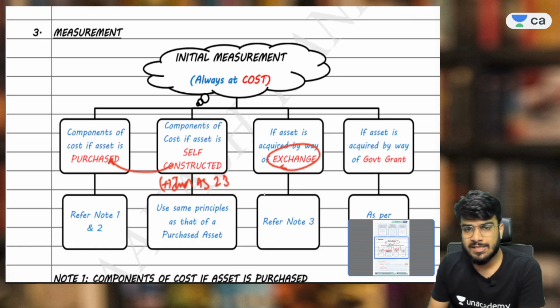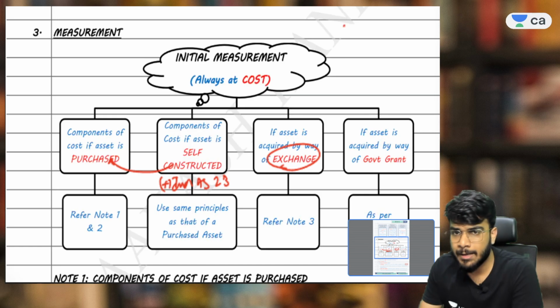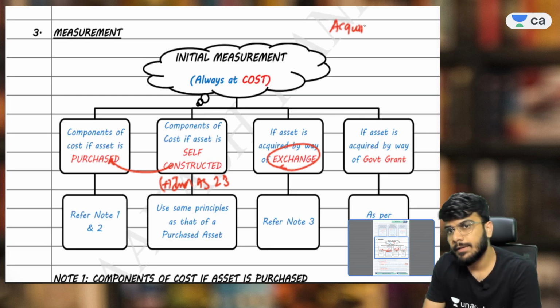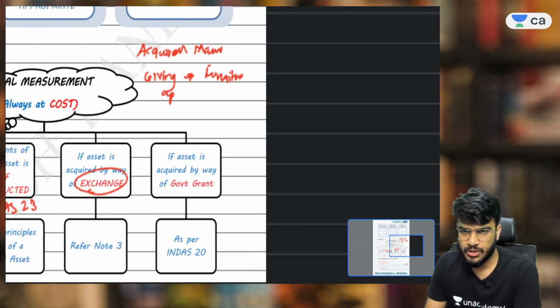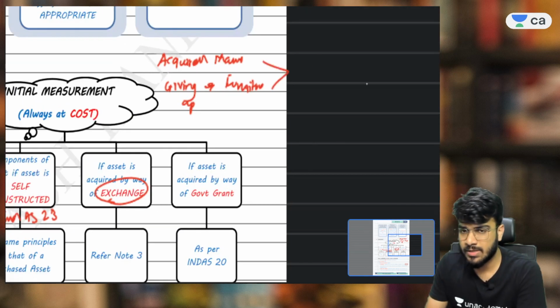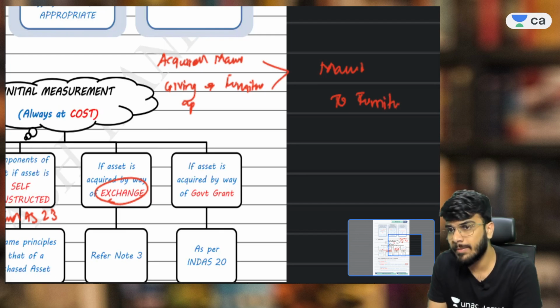So now, what if the asset is acquired by way of exchange? What is the meaning of exchange? It means a barter transaction. Let's say I am acquiring a machine. Let's say my acquired asset is machine, and what I'm giving up is my furniture. So furniture is a given up asset for me, and what I'm acquiring is machine. So how do I record this transaction? First of all, what is the asset acquired? Machinery. So I will debit machinery account to furniture account, right? This will be my journal entry.